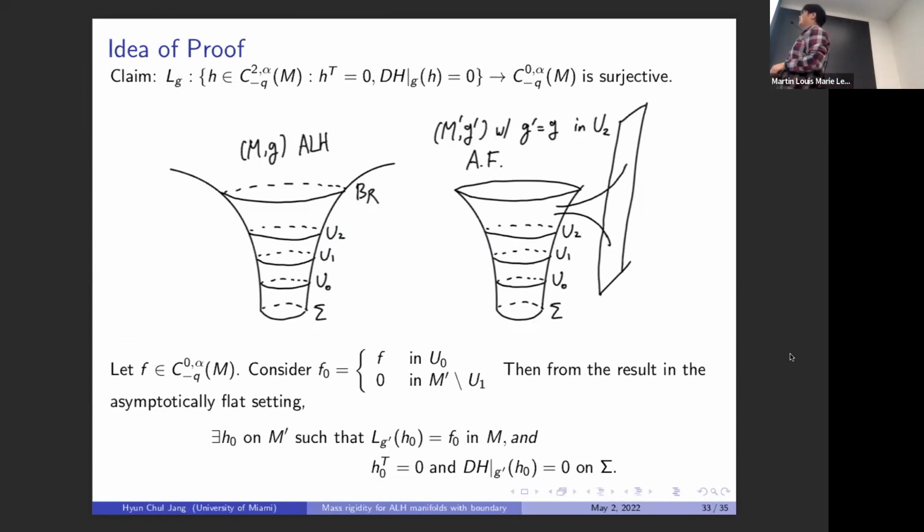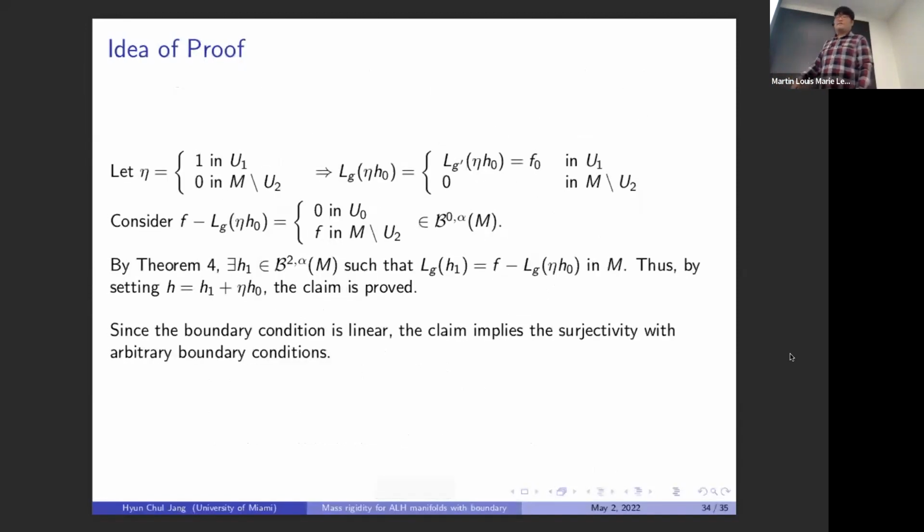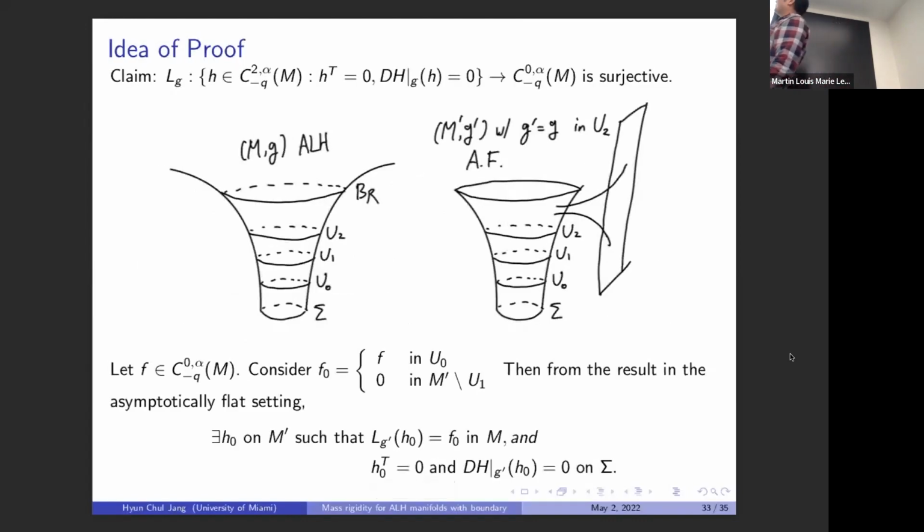Right, so then using this f naught, we can find this h naught using this flat setting. Then we do not know h naught is compactly supported or not, so we cut off again using a cutoff function. This computation is local, so we still have what we want in the small neighborhood near the boundary. And we consider this function f minus the computation of this, then you get zero near the boundary neighborhood, and outside of this U2.